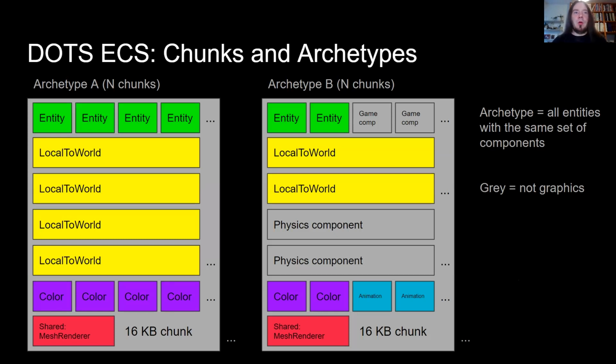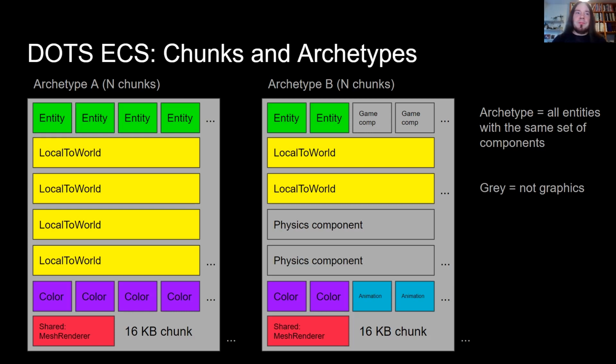Each DOTS chunk contains an array per component. Each array in the chunk has the same amount of elements, each matching the same entity. There's a special array for entity identifiers that is present in every chunk. The combined size of the arrays is always 16 kilobytes minus metadata and alignment, of course.